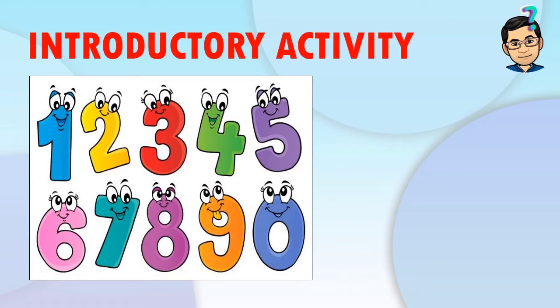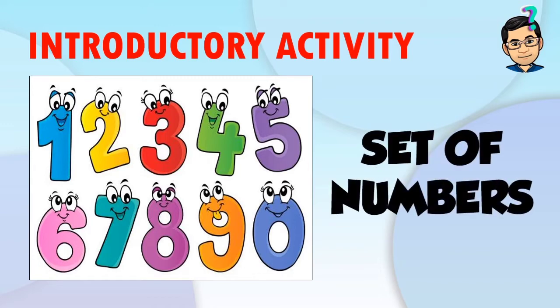And then for the last picture, we have there 1, 2, 3, 4, 5, 6, 7, 8, 9, 0. So what are these? Basic, diba? So these are set of numbers. So siguro naman nakuha nyo kung anong klaseng set yan.